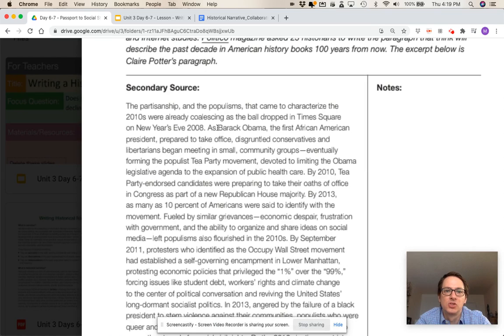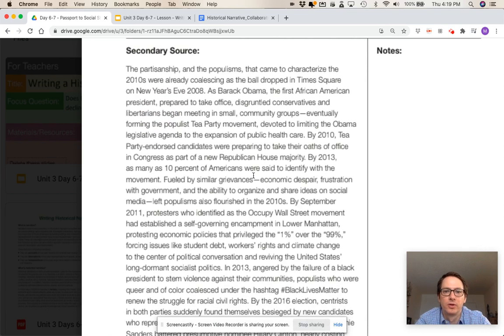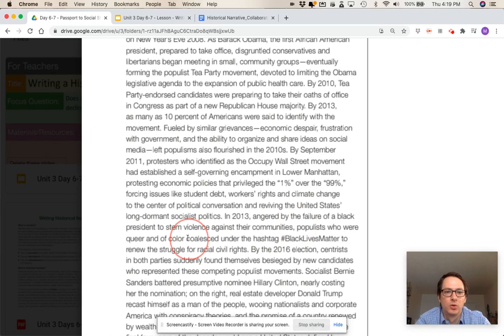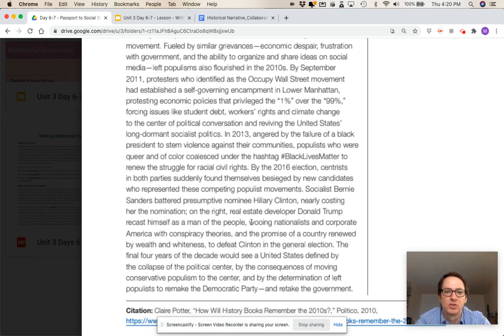you might see things such as Barack Obama, the first African American president, or if we scroll down a little bit further, populists who were queer and color coalesced under the hashtag Black Lives Matter to renew the struggle for racial civil rights. And if I was discussing decline, I might look for things such as this excerpt over here that says, people wooing nationalists and corporate America with conspiracy theories and the promise of a country renewed by wealth and whiteness.